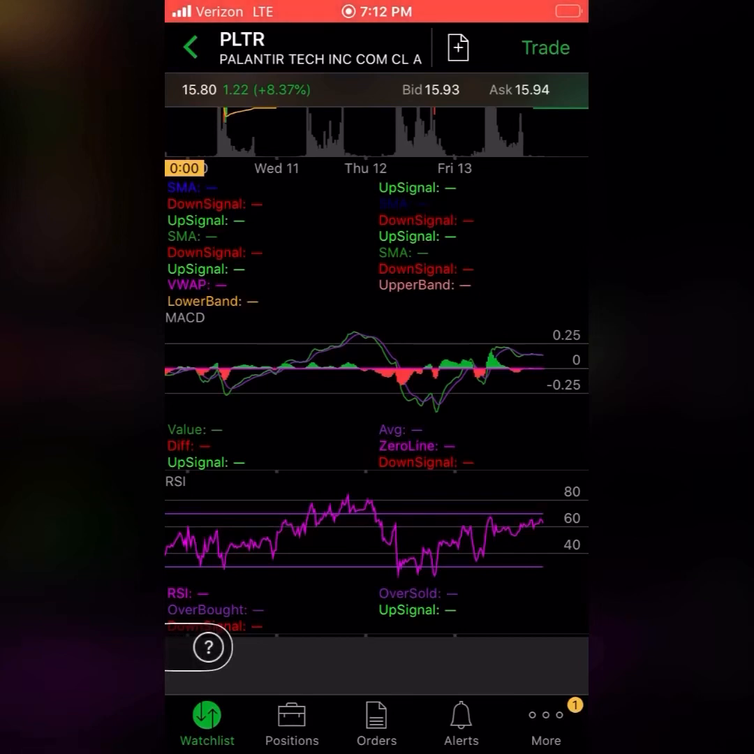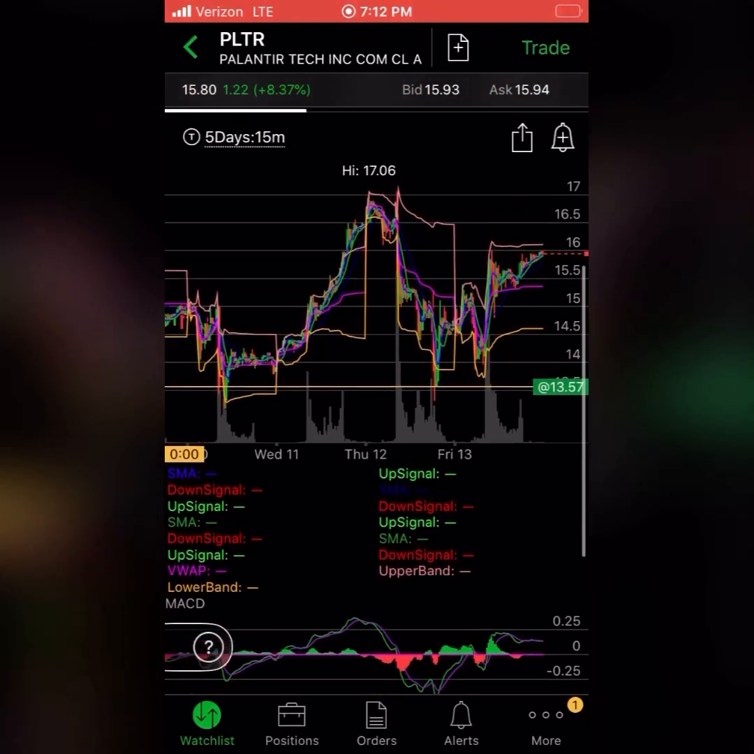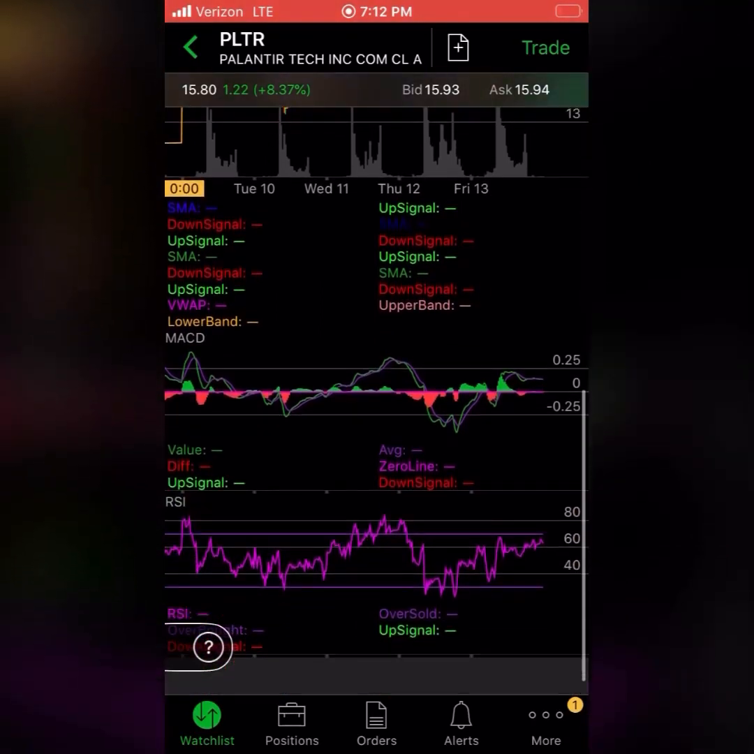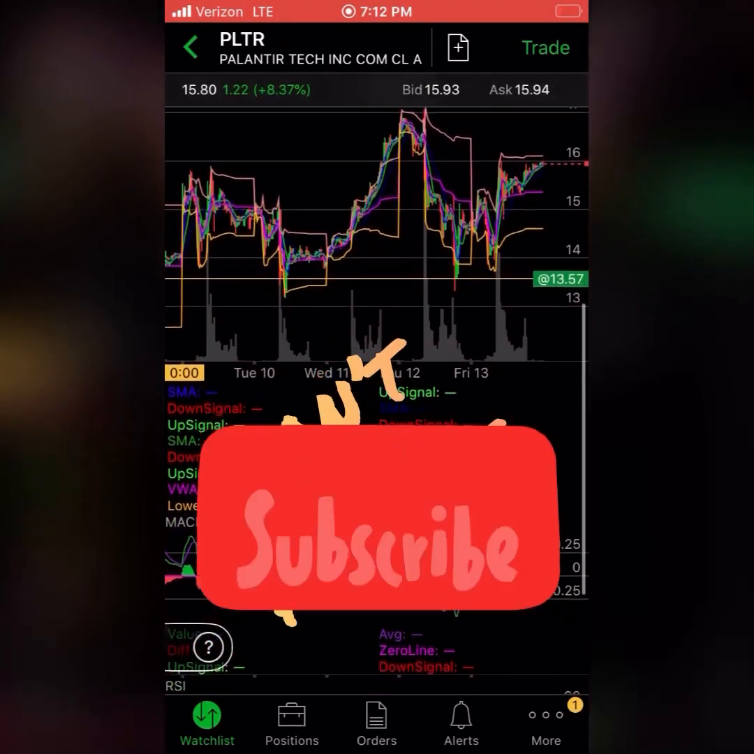If it's overbought, it's generally going to get sold off and drop back down. So you got anything over 70 is going to be overbought. Anything below 30 is going to be oversold. So that is just a quick rundown of my technical setup.